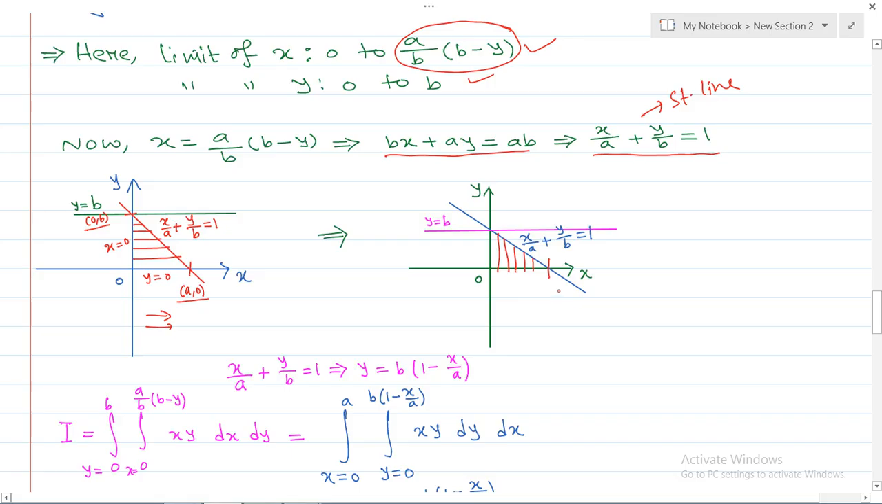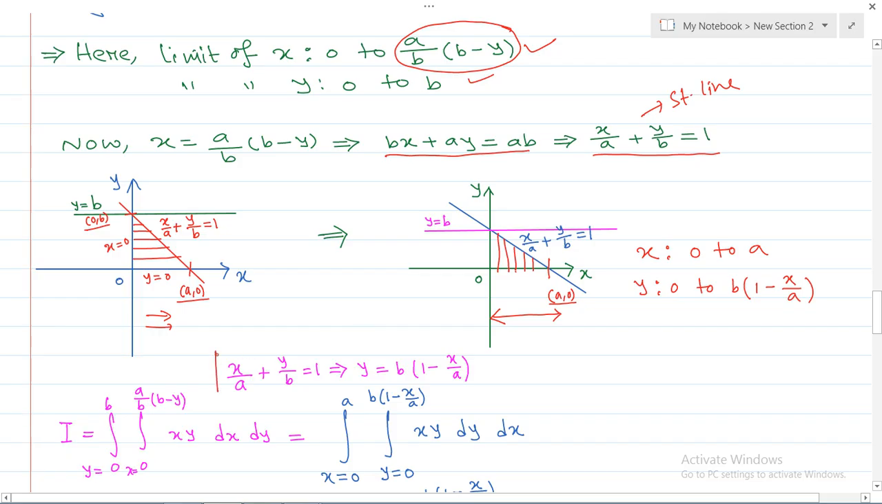So here this is the location of the point a comma 0. For this region, what should be the range of x? We can see for this shaded region x is varying from 0, and maximum it is going up to a comma 0. So the x limit is going to be 0 to a, but y is starting from 0 and y is going up to the straight line, right? So what is the value of y on the straight line? It will go up to b into 1 minus x upon a.